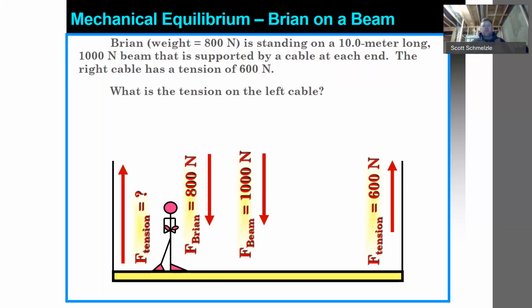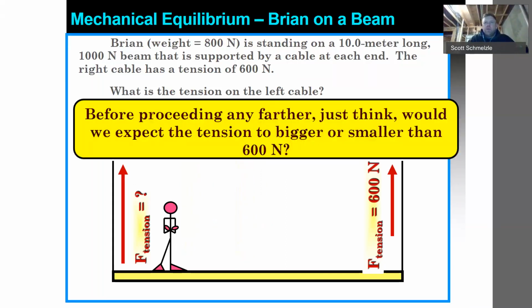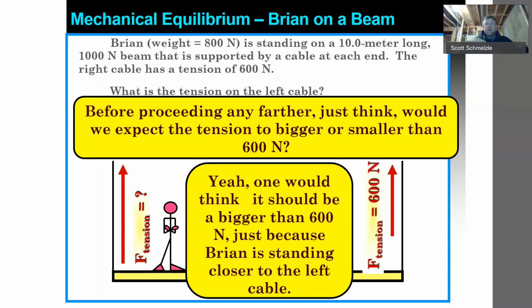In this case, the only way that we can balance this out is with the cable on the right and the cable on the left. So what we have to do is figure out how much total downward force there is, so that we can balance that out by how much upward force we want to get to. Now, if we look at this, here's a question for you. Should the force on the left side be bigger or smaller than 600 newtons? The hope is that you're saying it should be bigger than 600 newtons.